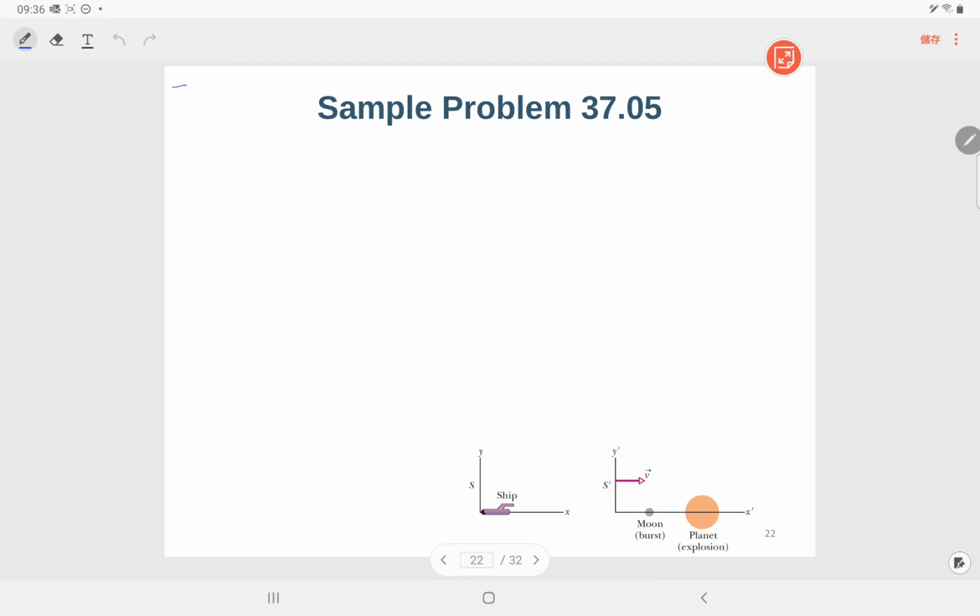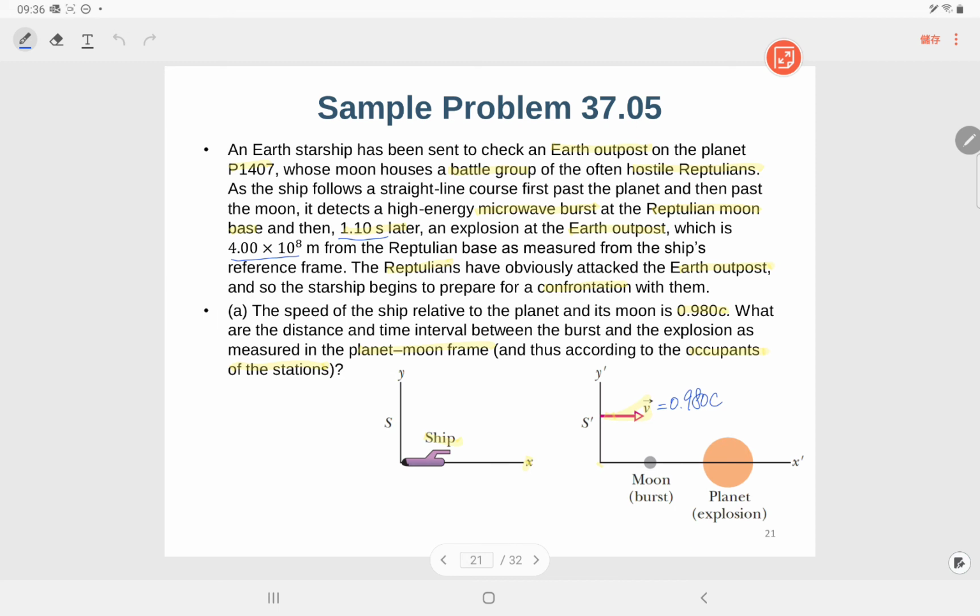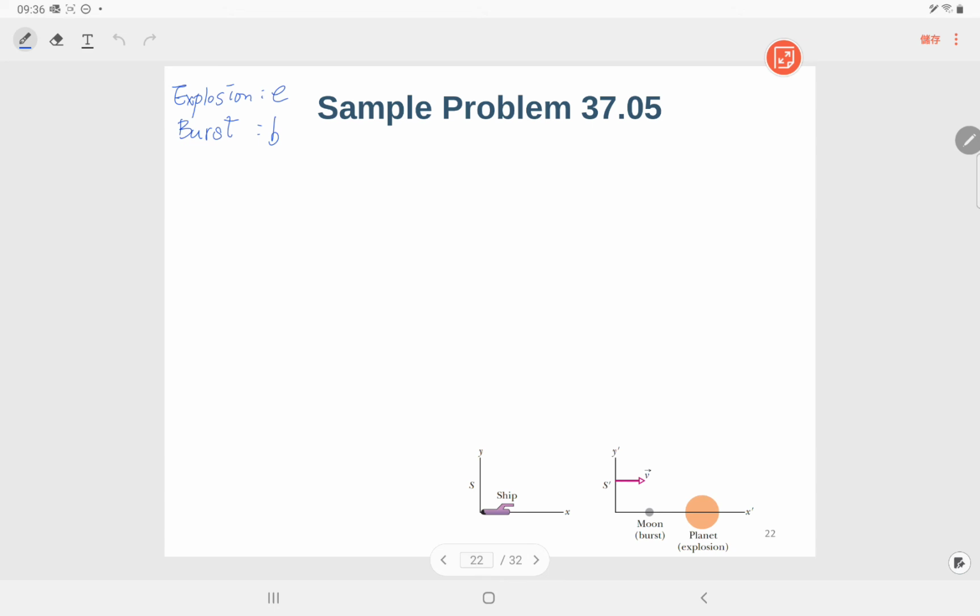Here we denote the explosion as E, and the burst as B, because there are actually two events. One event is the explosion, and the other event is the microwave burst. You feel that the microwave burst occurs first, and then 1.1 seconds later, you feel like the planet explodes. So there are two events.